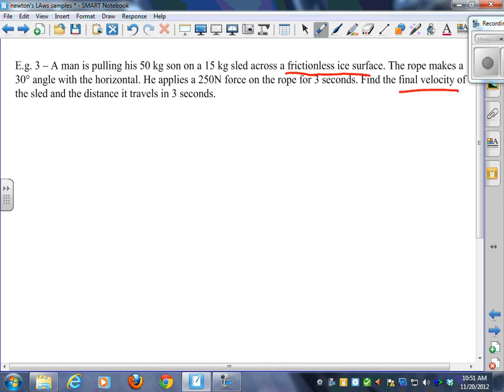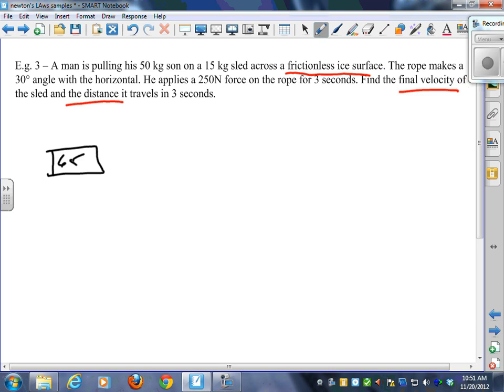Does your gut tell you that this is going to be several steps long? Yep. Okay. Should we start with a picture? Let's start with a picture. Can I just use a box for the boy in the sled? Yes. Can I just add 50 and 15 to make it a 65 kilogram object? Yes.